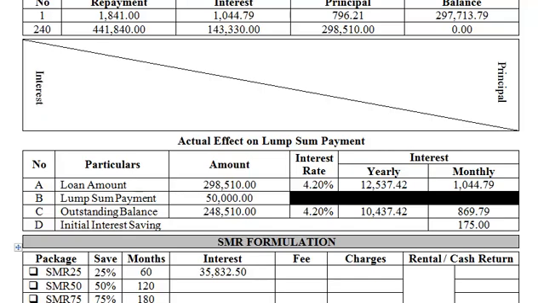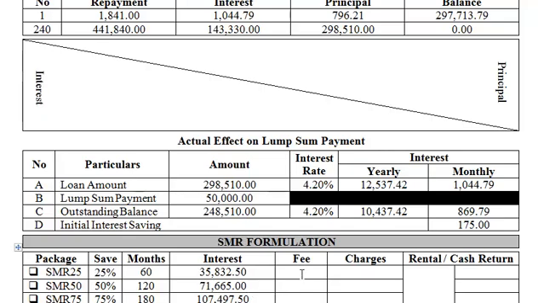As for SMR 50, you can save 71,665 ringgit. SMR 75, you can save 107,497 ringgit and 50 cents.